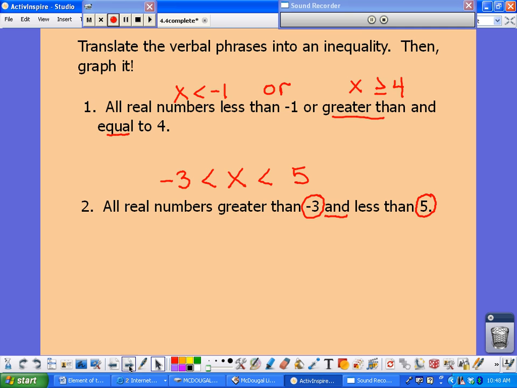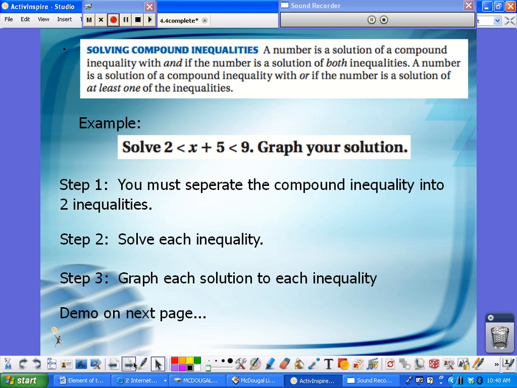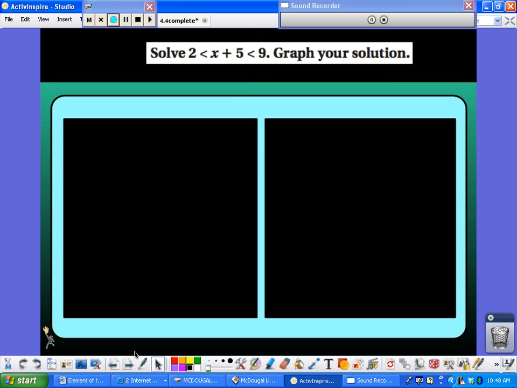All right, let's go to a problem where I can actually show you how to do this. There's a couple different ways that you can do this, and what I'm finding is that students prefer one method over another. Okay, the first method I'm going to show you is where you work both sides of the inequality at the same time. So if I have x plus 5 and I want to get x by itself, I want to isolate x, I'm going to subtract 5 from both sides.